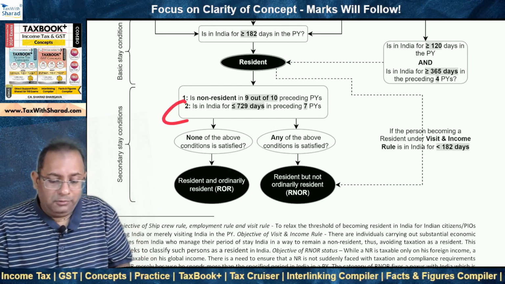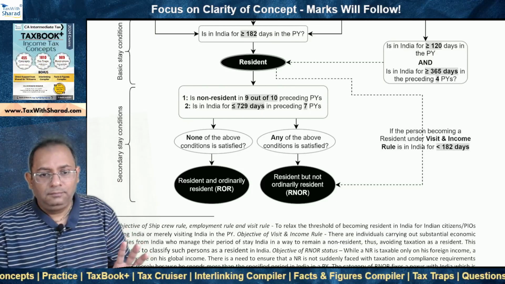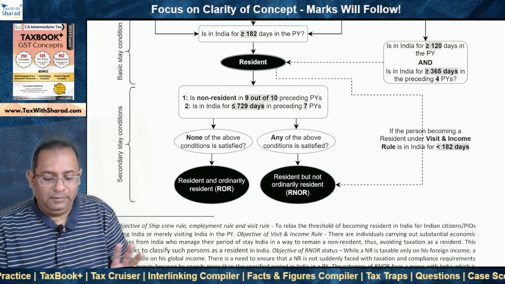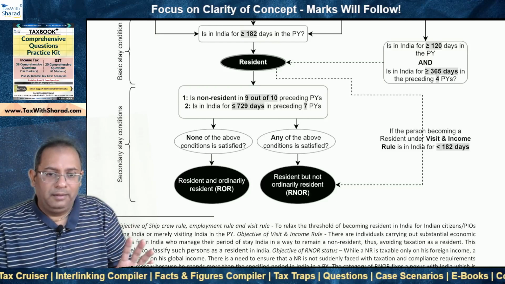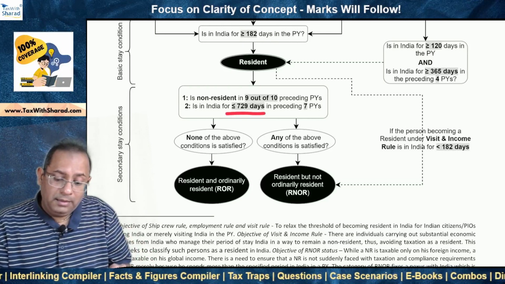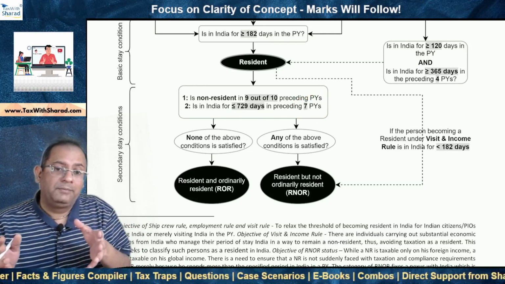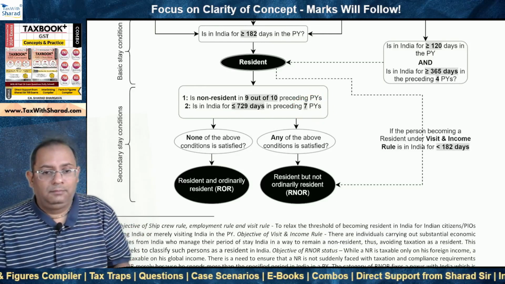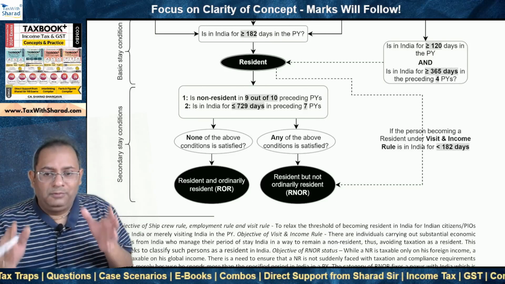And look at the second situation. He is in India for 729 days or less. 729 days, basically, means a period of 2 years in the aggregate. So in the preceding 7 previous years, he is actually in India for a period which is 2 years or less. That means again, his presence is very, very less. That means his nexus is very, very less.